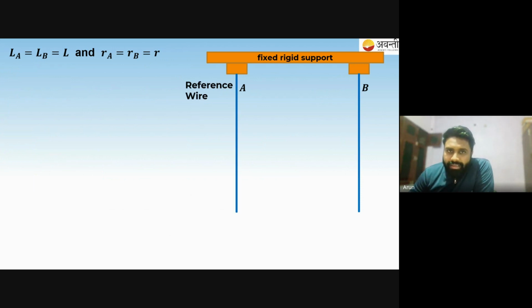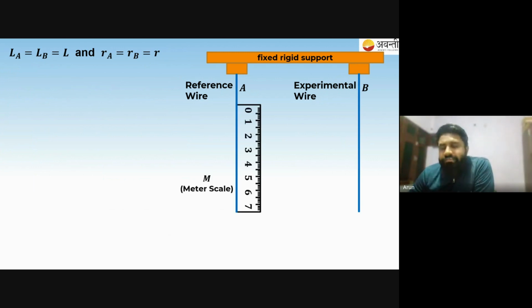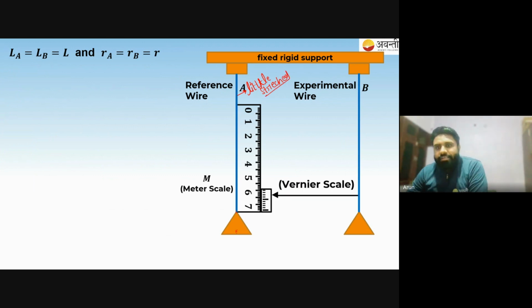Now, wire A we have taken as the reference wire, and the other wire we have taken as the experimental wire. Why we have taken two wires will also become clear to you. This is the meter scale on which we are going to measure the elongation. It is clamped to this support, and this support will also have some load so that the wire will stay in a straight line position, a little stressed. Now this is the vernier scale, which is attached to wire B with a pointer P.